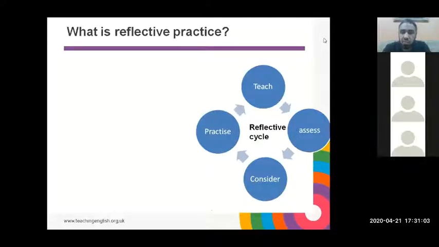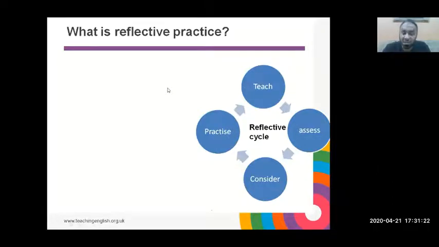Teach. I'm sorry. Teach comes first. That's right. So we have to involve ourselves in the teaching process itself at the first stage. Then we have to assess ourselves and what we have done inside the class to consider what is going well and what needs some rehearsal or some modifications. Then we are going to practice.